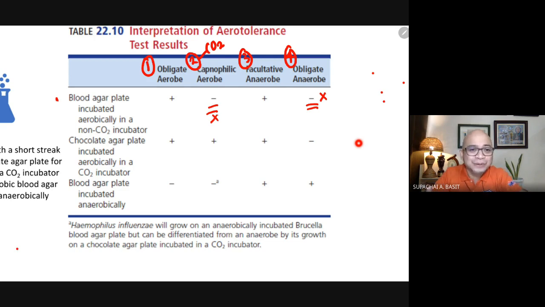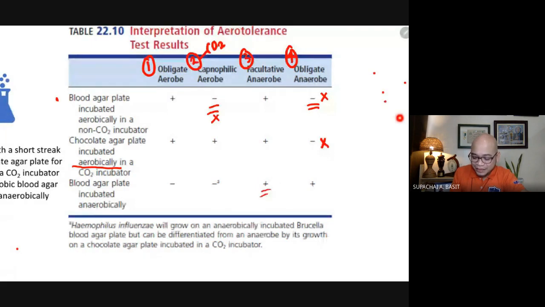However, if you are using chocolate agar incubated aerobically in a CO2 incubator, you would expect growth in all of the four categories except, again, for obligate anaerobe, because remember, you incubated it aerobically. But if you are using a blood agar plate incubated anaerobically, you would expect growth in facultative anaerobe and obligate anaerobe. No growth for the capnophilic aerobe because you didn't place it in a CO2 incubator, and of course, no growth for obligate aerobe.